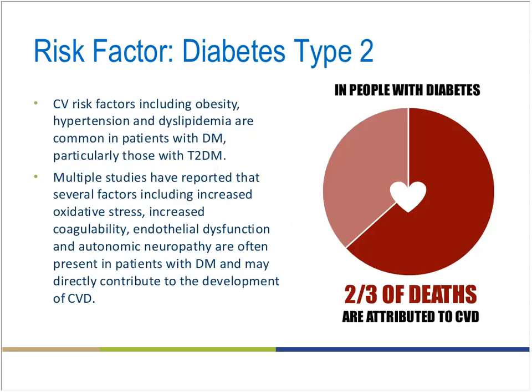The next risk factor is type 2 diabetes. Many studies have reported that increased oxidative stress, increased coagulability, endothelial dysfunction, and autonomic neuropathy are often present in patients with diabetes, and this will directly contribute to the development of cardiovascular disease. We do know that for people with diabetes, 2/3 of the deaths are actually attributed to cardiovascular disease. So we want to prevent diabetes so that they don't die of cardiovascular disease, which again is very preventable.